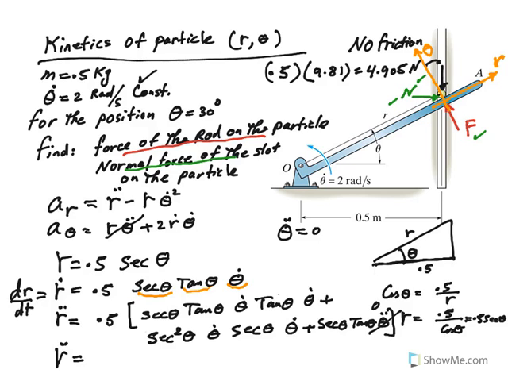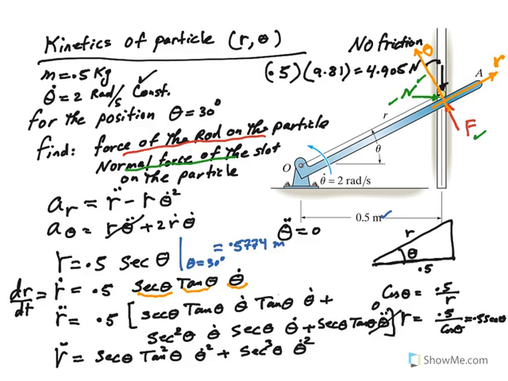So r double dot becomes secant theta tangent squared theta theta dot squared, and then plus secant cubed theta theta dot squared. So now you can go ahead and plug in theta equal 30 degrees in each case, because remember, we're doing this at theta equal 30, and use your calculator and figure these out. For example, r becomes at that instant 0.5774 if you calculate it, and the unit right now, as you can see, is meters.